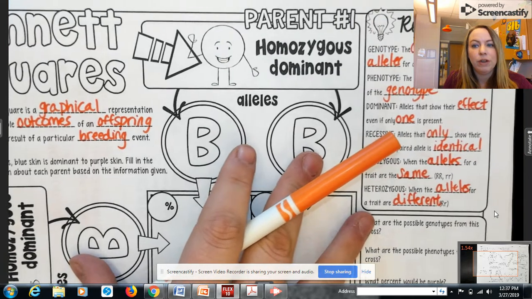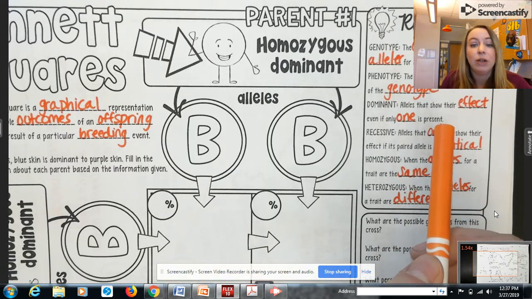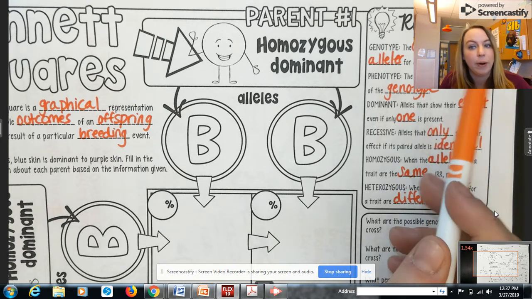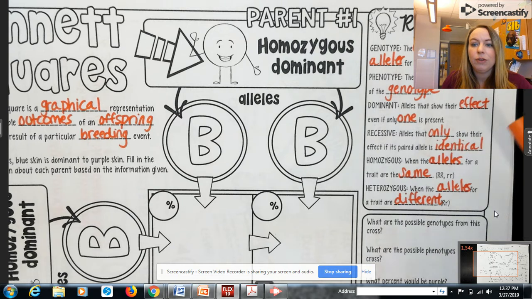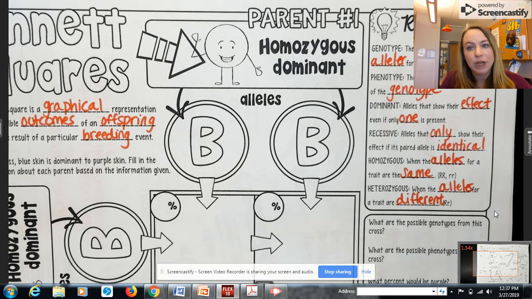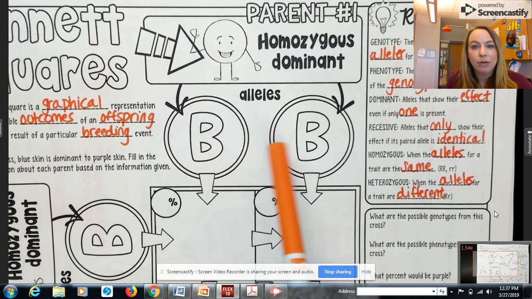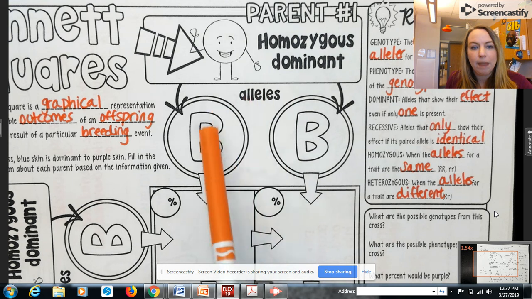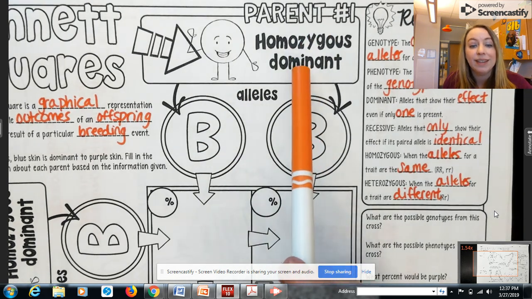So I wanted to bring you over here to this little section that defines all the different things that you need to know about filling in a Punnett square. So the first thing is, what is a genotype? The genotype is the combination of alleles for a particular gene. So here you can see we've got our alleles, and the genotype for parent one is big B, big B, also known as homozygous dominant.